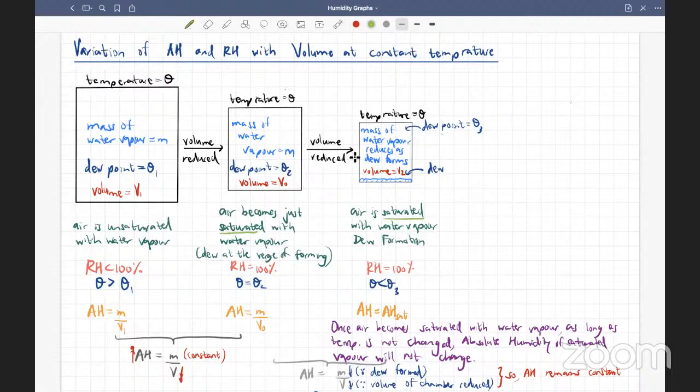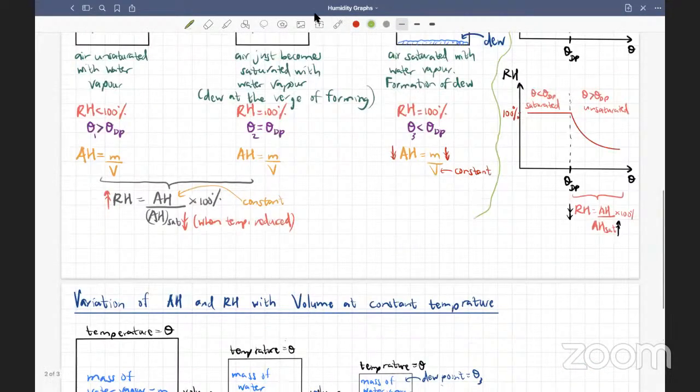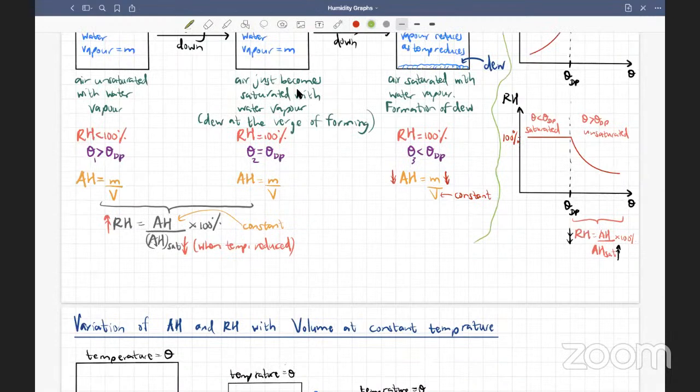For a sample of air which is saturated with water vapor, if you don't change the temperature, absolute humidity of saturated vapor will remain constant. That's what we have learned, right? Absolute humidity of saturated vapor depends only on temperature. It doesn't change with anything else. Here we changed the temperature. That's why it changed. So then the dew points in both situations are also the same.